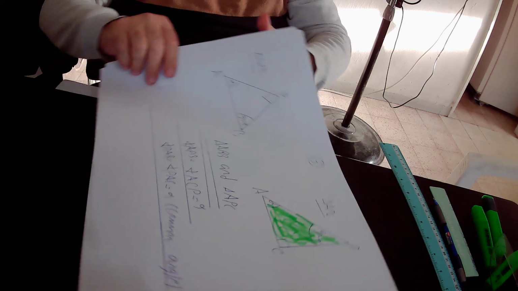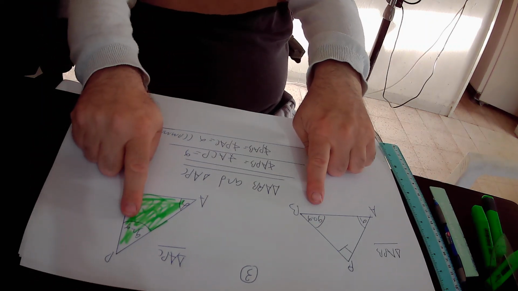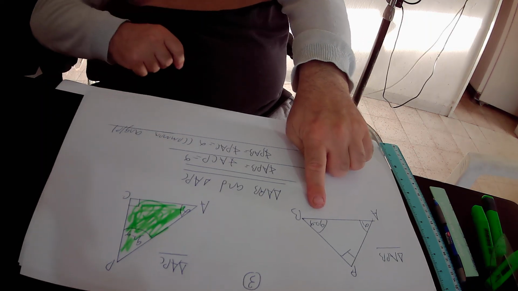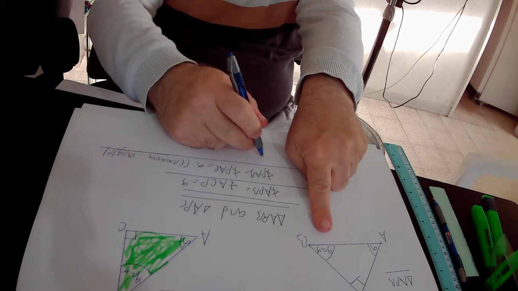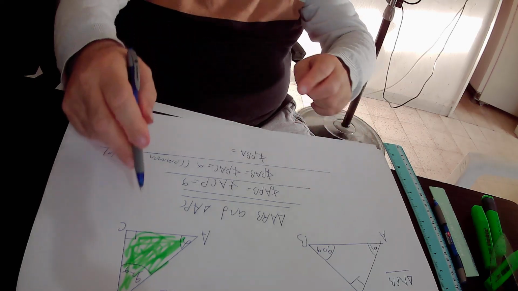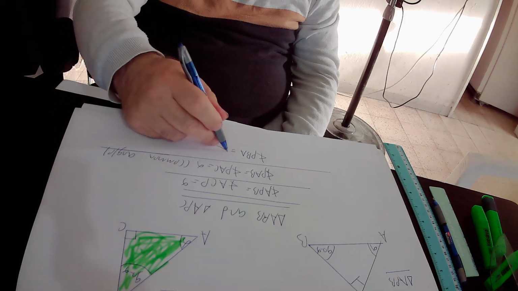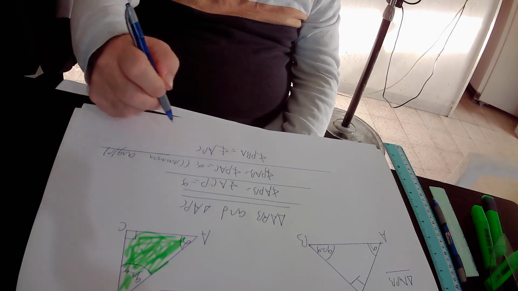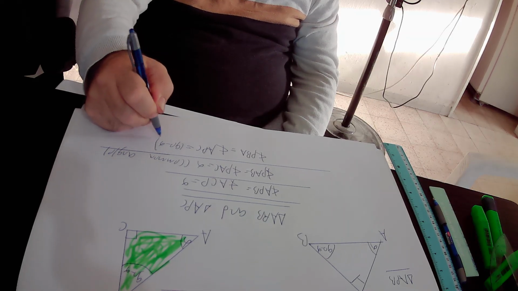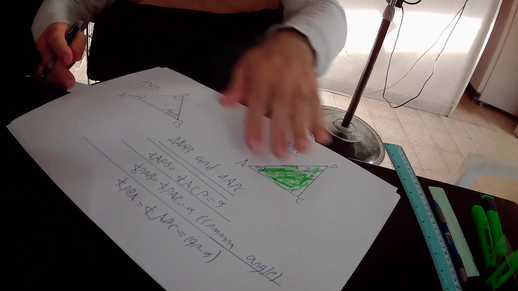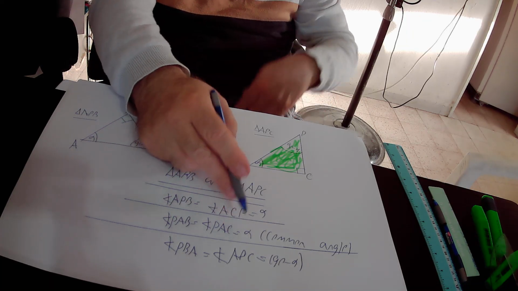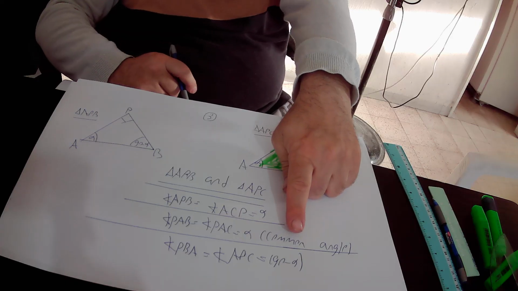And finally, those two angles are both equal to 90 degrees minus alpha, therefore they are equal to each other. So actually this is angle PBA in the right triangle APB, and it is equal to this angle, which is angle APC in the green triangle PCA. Repeat again: angle PBA in the right triangle equals angle APC in the green triangle. They are both equal to 90 degrees minus alpha, therefore they are equal to each other.